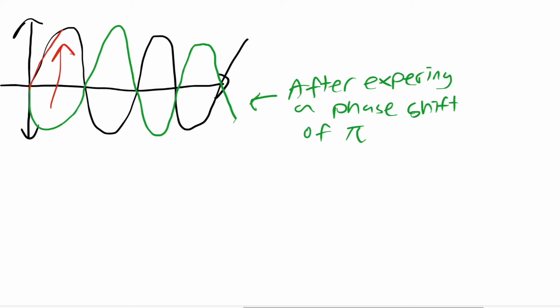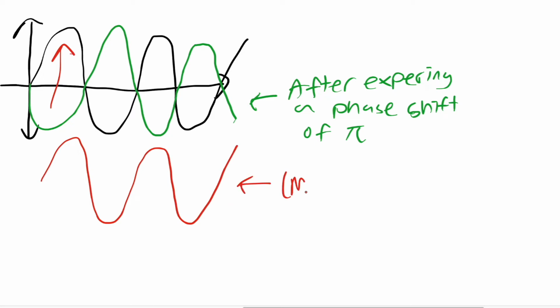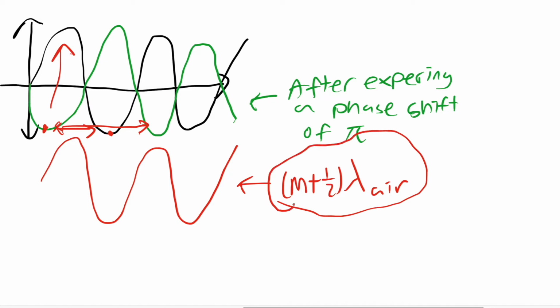So we need to have another shift. And this shift here is equal to (m plus a half) multiplied by lambda air, right? And it does make sense, because from here to here is a phase shift of pi over 2. And from here to here, it will be 3 over 2 lambda air. So the generalization formula will be (m plus a half) multiplied by lambda air.